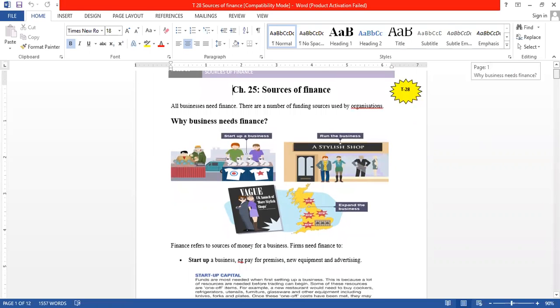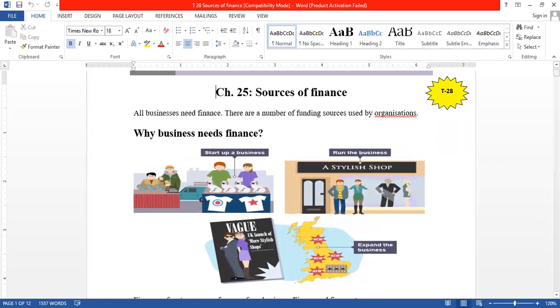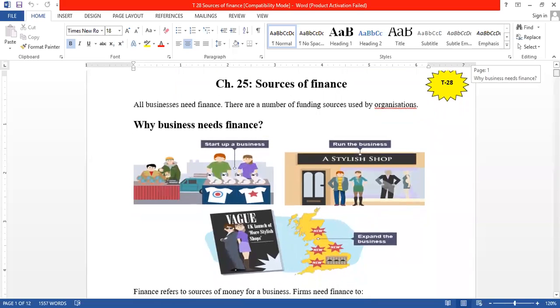Because you can see the sources of finance: every business organization's financial needs are different. They can be short term or long term. So whatever the financial needs, we are going to find out the different sources available today. Mainly in this session we are going to look at the internal sources of finance available for a business organization. So all businesses need finance.